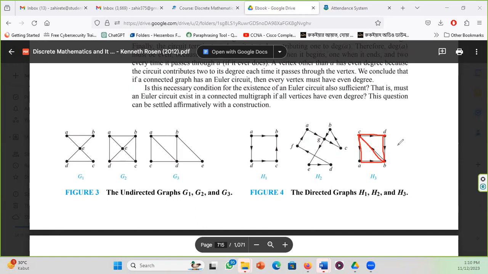Which is called the Euler path. So in the Euler circuit and Euler path, both are two conditions you need to satisfy.